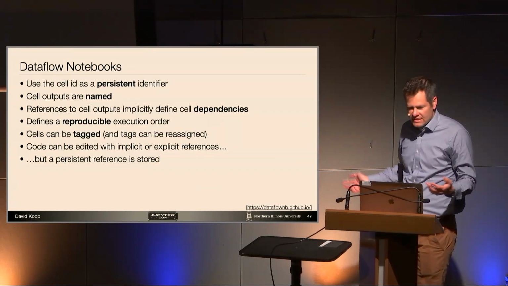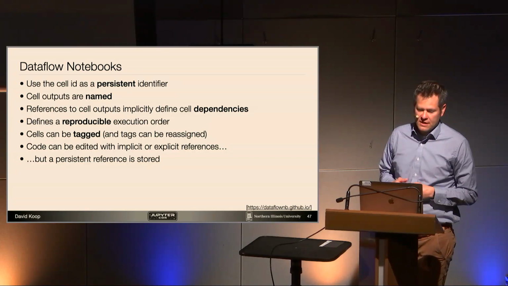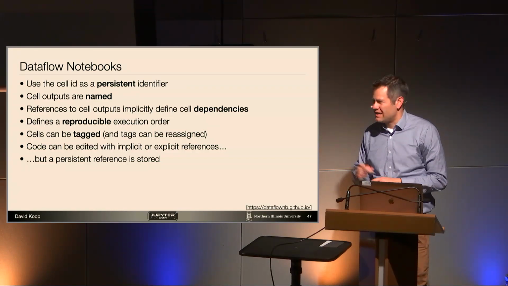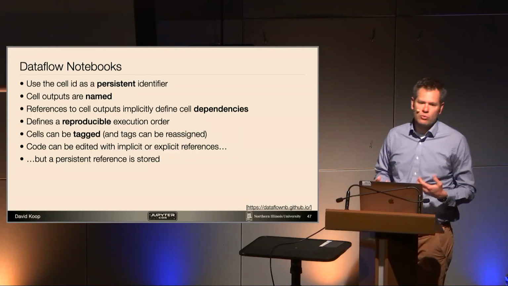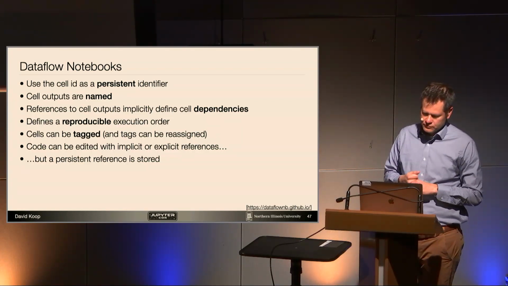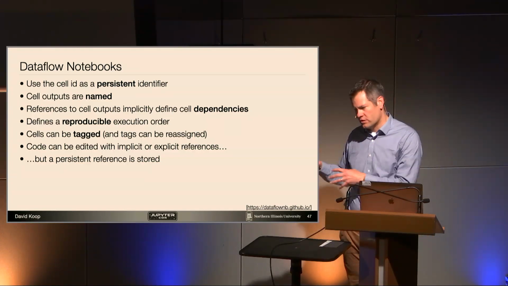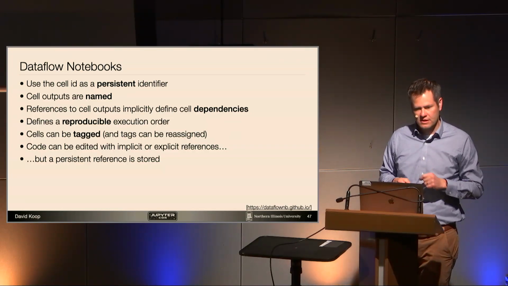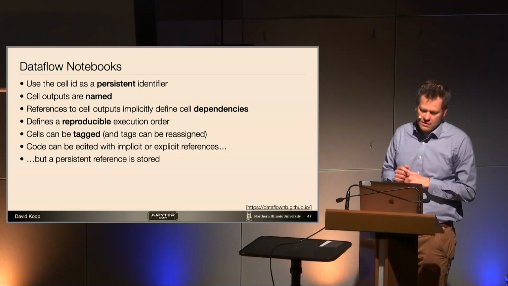So some things that happen here are the cell's ID is sort of a persistent identifier. The outputs are named. There are references to the cell outputs, which define the dependencies between the cells, and that leads to a more reproducible execution order. And because of the tags, you can link things in, not while you're working, but be able to go back to a cell and say, okay, I want to reference this cell later on. Give it a tag, and then in the code, you can refer back to that.